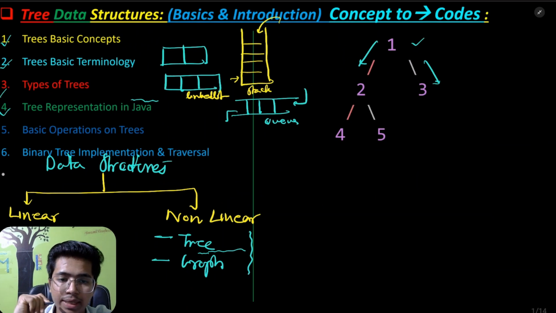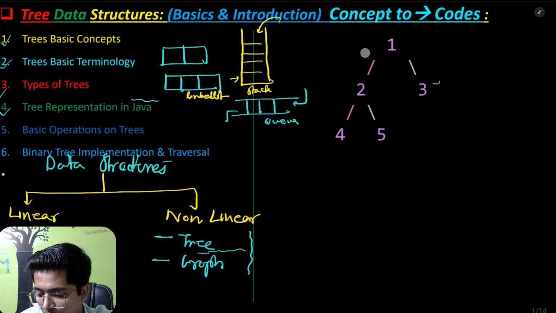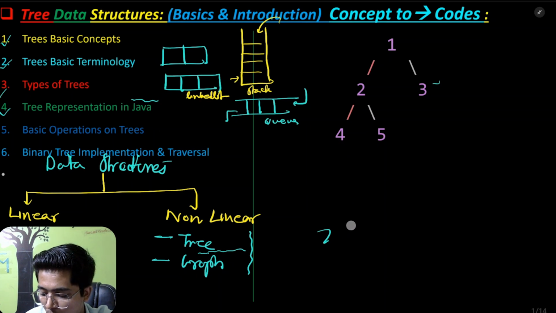Now we will be understanding this nonlinear data structure, the tree. First we need to understand that this is a nonlinear data structure, as it can grow like this, 1, 2, 3, 4. It can again grow like this, 5, 6, 7, 8. So this is not following a linear structure, and that is why it is a nonlinear data structure. We'll be understanding the important terminologies of trees.